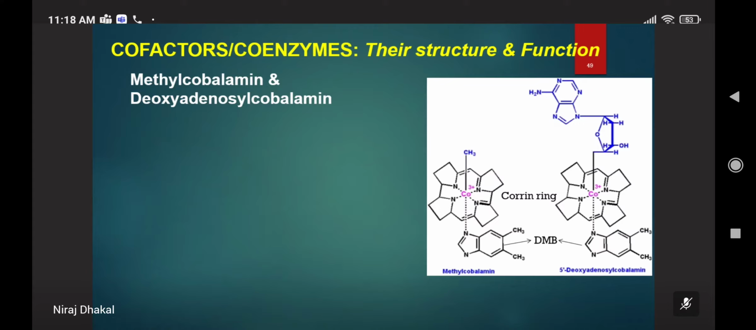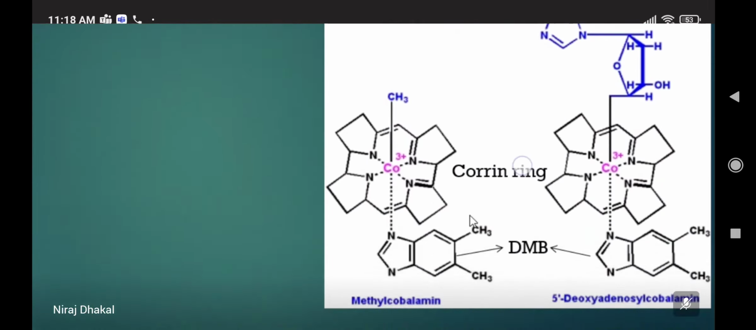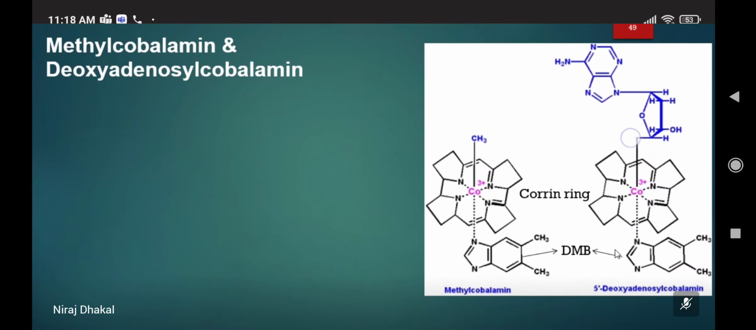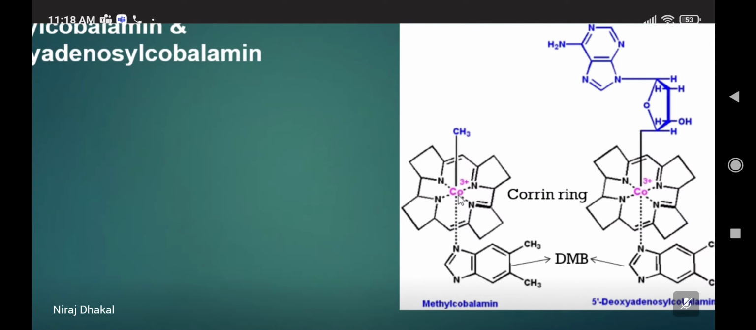You won't be asked to draw the structure. This is a methyl cobalamin. This is a corrin ring structure that contains cobalt. So it is a cobalt containing vitamin, we can say. And this one is the dimethylbenzimidazole, DMB. This cobalt has 6 coordinate bonds: 1, 2, 3, 4, 5, 6. The fifth coordinate bond is attached with the dimethylbenzimidazole, whereas the 4 bonds are coordinated with the nitrogen groups of this corrin ring.